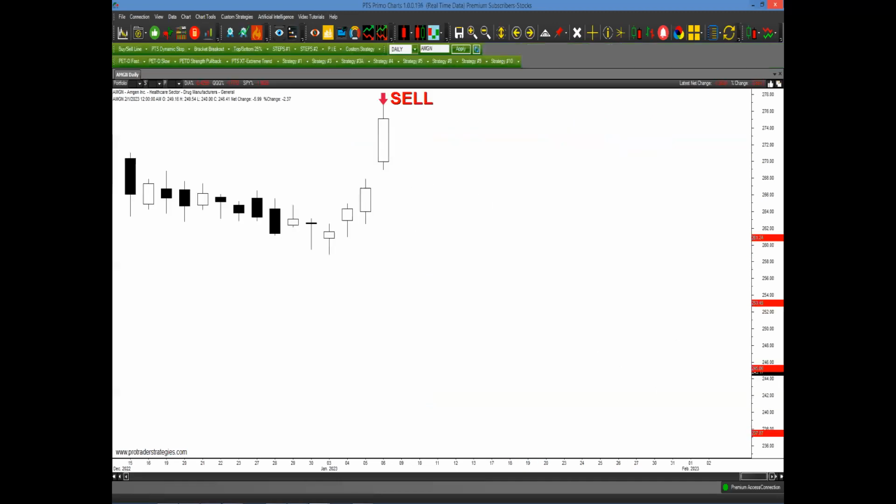Works the same way. Now, here's the same stock, Amgen, coming in about 11 months later, just last January, last month. This time we're looking at a sell setup.